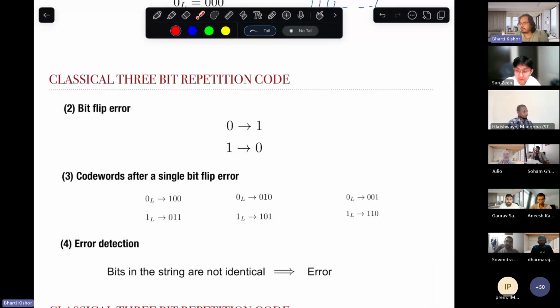The idea is that using redundancy, you want to fight error, and errors are bad and they affect your computation. So in the classical case, the error that we talk about is bit flip error. What is a bit flip error? As the name says, the bit flips. So you have 0 and 0 can flip to 1, and you have 1 that can flip to 0.